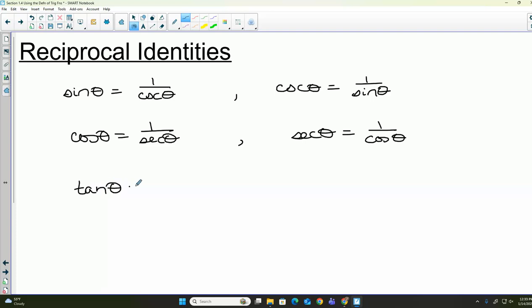And the last set, tangent of theta is 1 over cotangent theta. Or cotangent of theta is 1 over tangent theta. That's what it means to be reciprocal. So if you know one, you can flip it to find the other one.